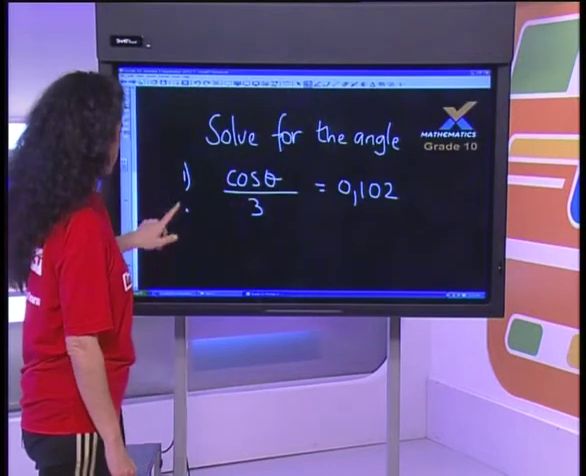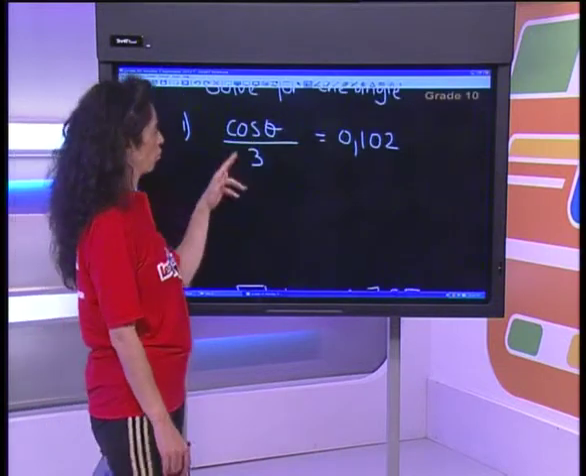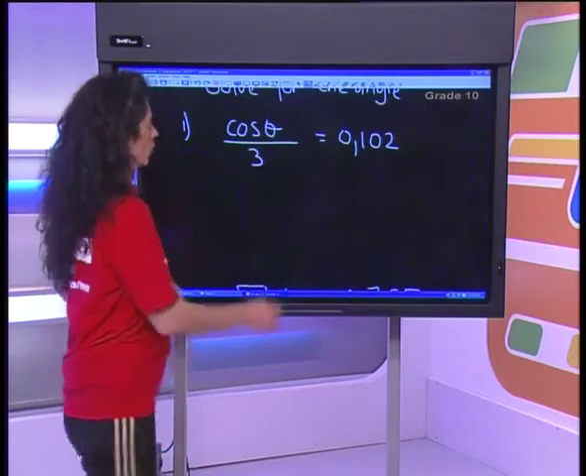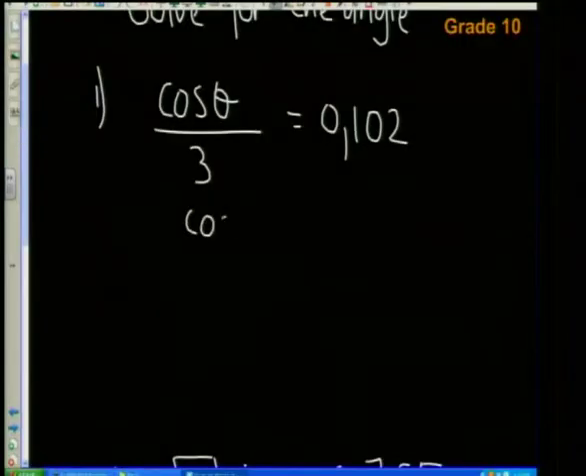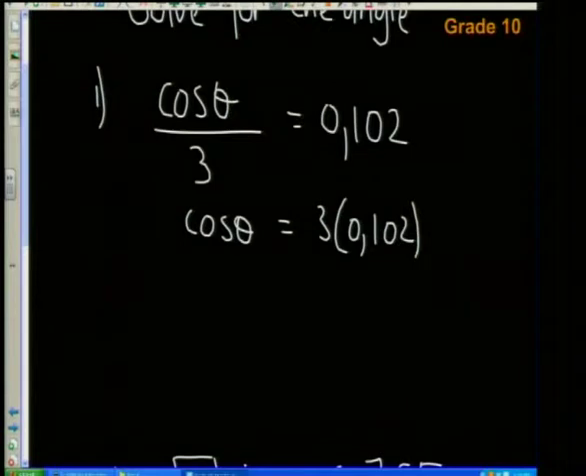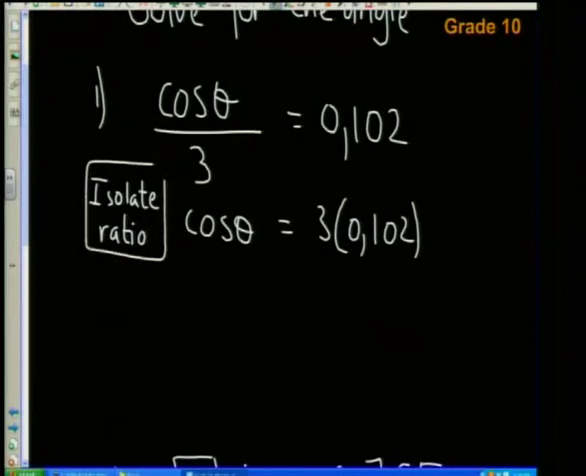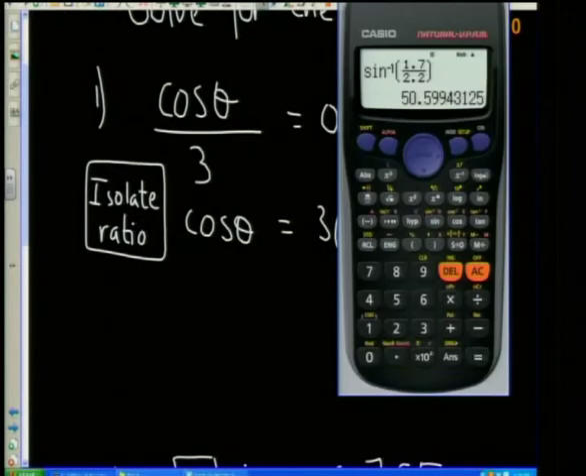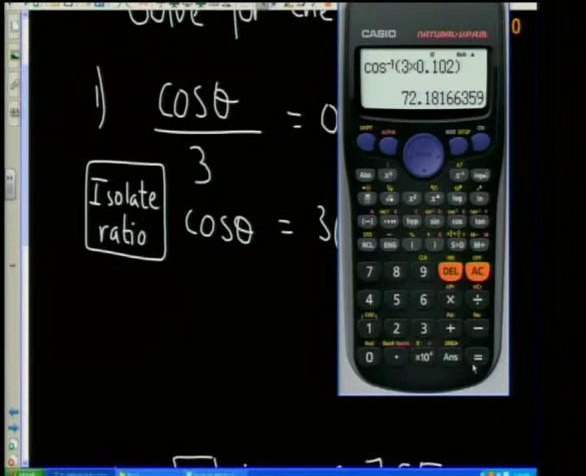So this 3, this fraction, this coefficient of 3, or actually a third, is in the way. We've got to get rid of it. So we need to take it over and say that cos theta is actually equal to 3 times 0,102. Now that we've isolated the ratio, we are able to use the calculator to help us find theta. And so, since it's an angle that we're finding, we need the angle button, and we have a 3 times a 0.102. And the calculator will now just give us what that angle is, which is 72,18 degrees.